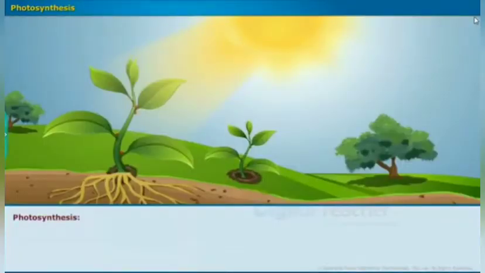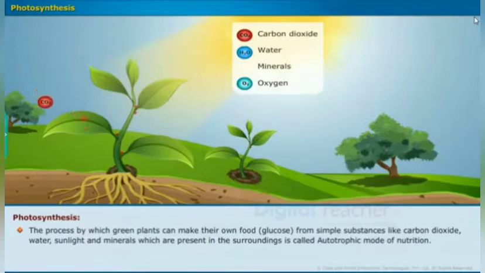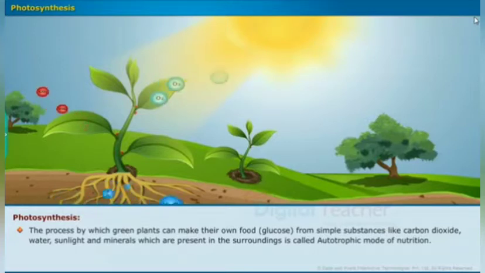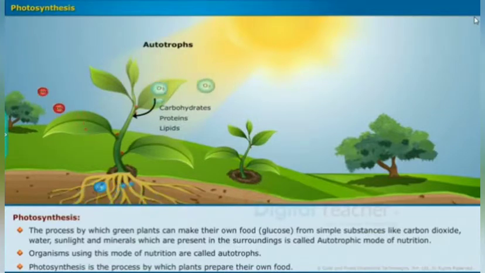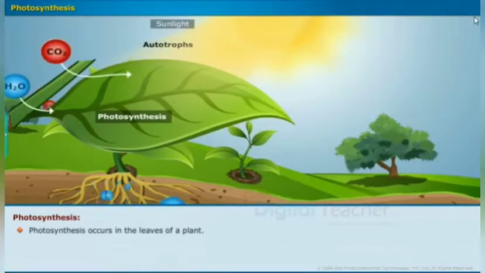Now, let us learn about the process of photosynthesis. The process by which green plants can make their own food, glucose, from simple substances like carbon dioxide, water, sunlight, and minerals which are present in the surroundings, is called autotrophic mode of nutrition. Organisms using this mode of nutrition are called autotrophs. Photosynthesis is the process by which plants prepare their own food. Photosynthesis occurs in the leaves of a plant.